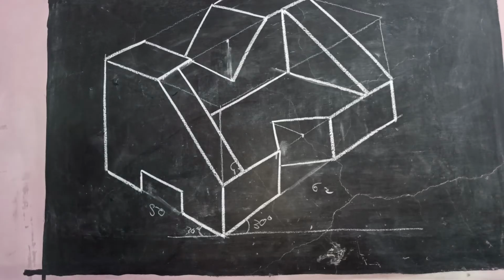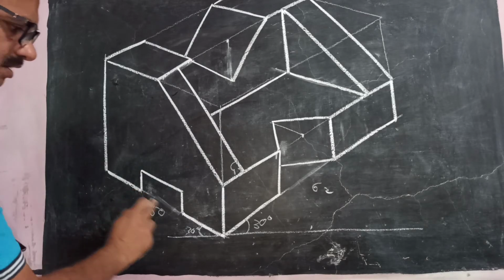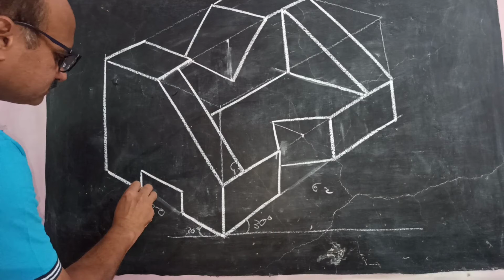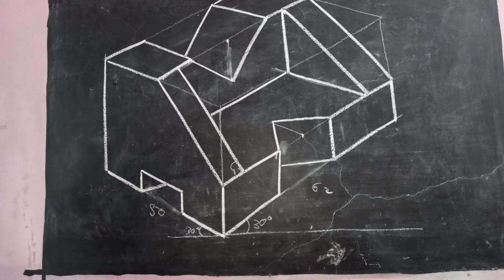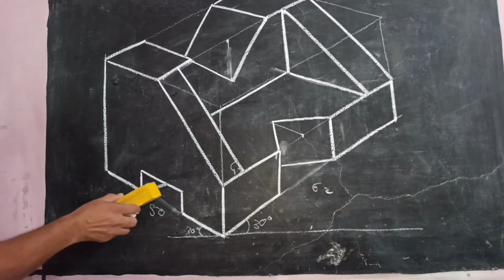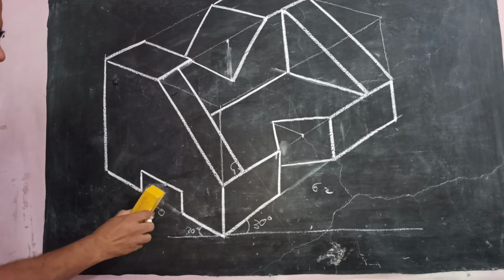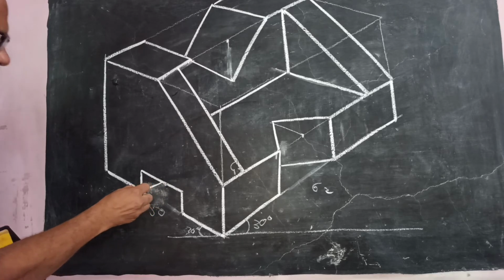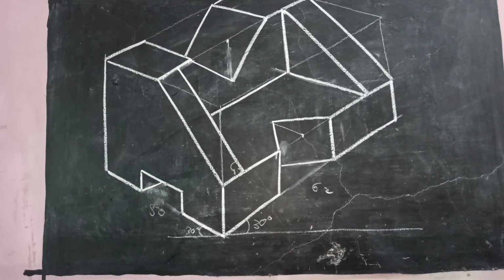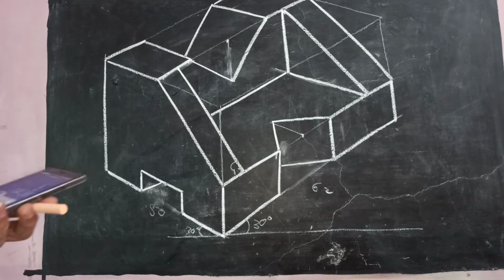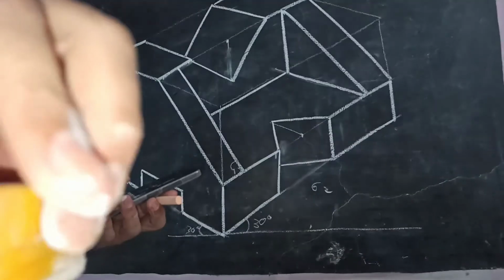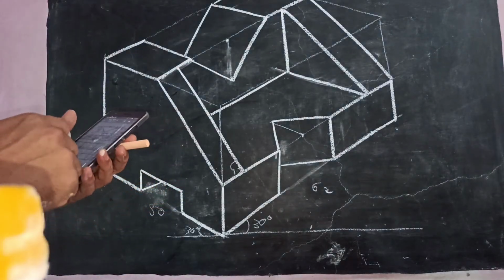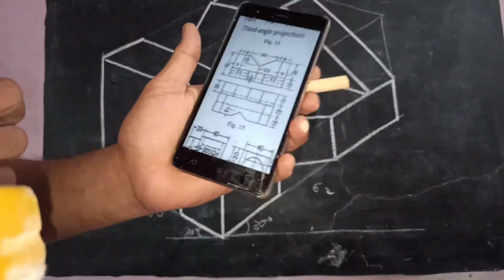And from here, this corner, draw a line parallel to this. This line must be parallel to this. That's all. So this is the isometric of the problem, which is this one.